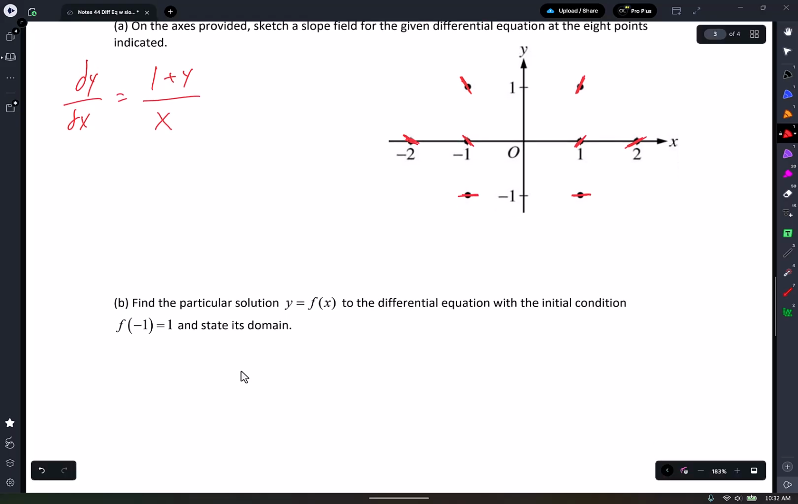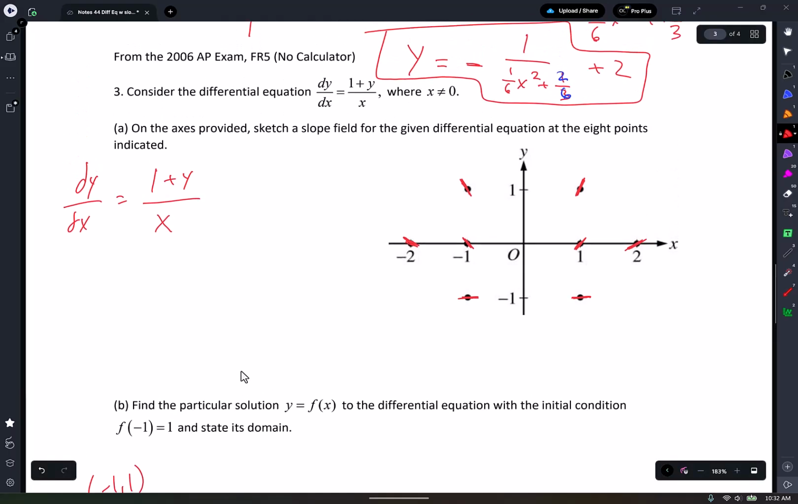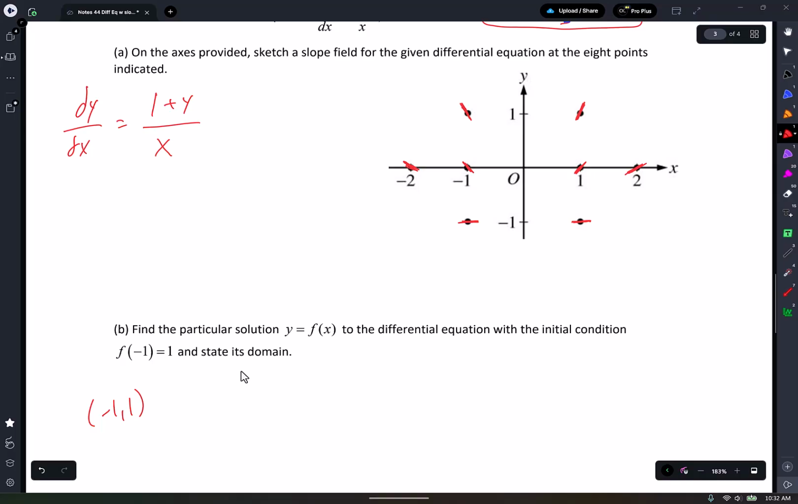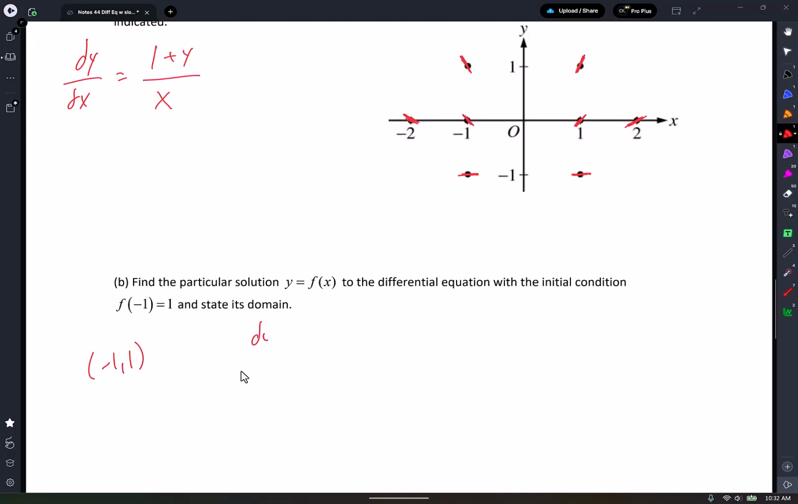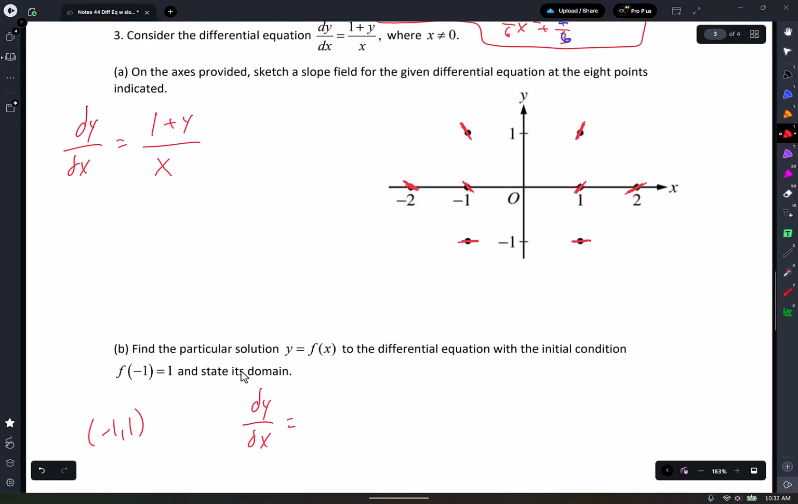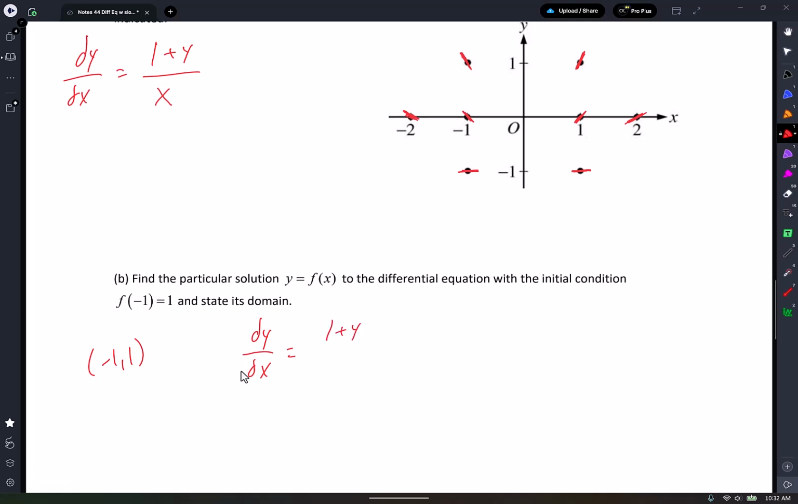So I'm to the left of this. So I'm going to negative 1, comma 1. And we're about to find out the expression. Let's see how it looks. So dy dx equals 1 plus y over x.